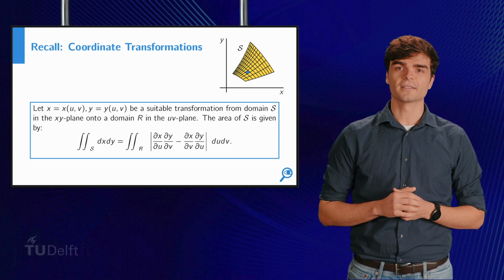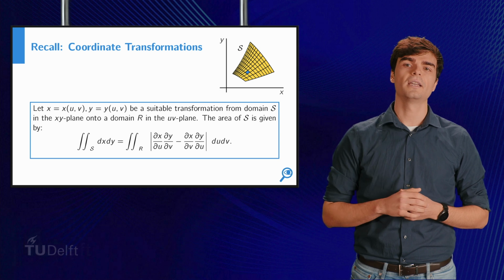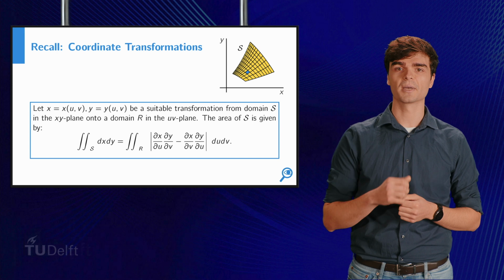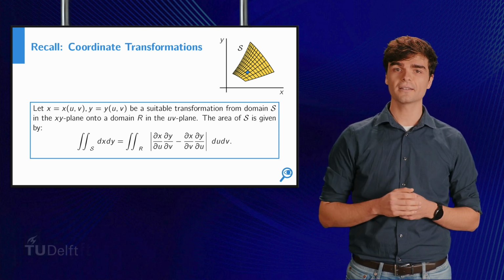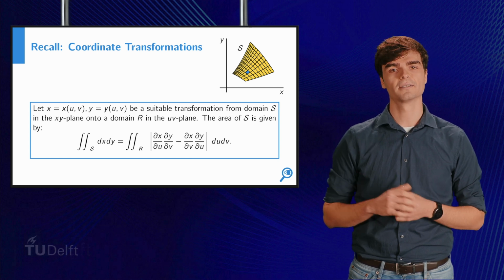The area of S is then given by this integral, but in principle, the integrand on the right is the length of the cross product of the derivatives of the position vector r with respect to u and v. The fact that the calculations were in 2D results in the explicit expression seen here.